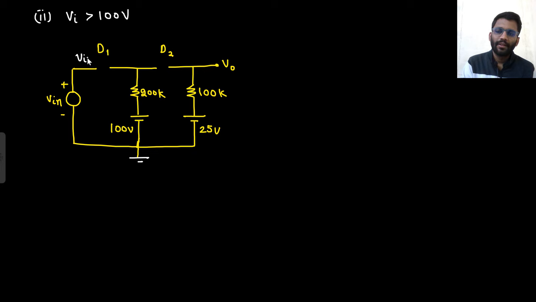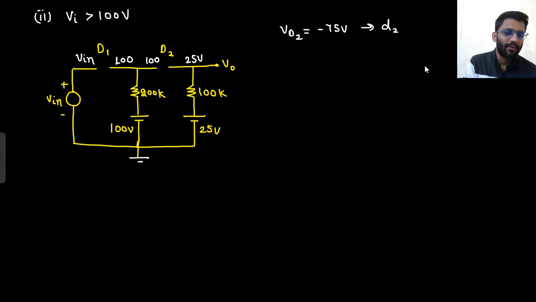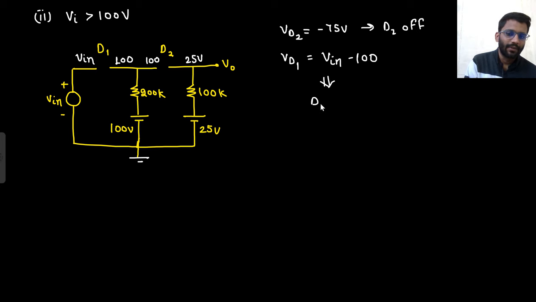So here you are having Vin. Here this is your 100. Again you are having 100 here. And here you are having 25. What is VD2? Still it is minus 75 volt. That means D2 is still off. D2 is off. What is VD1? VD1 is Vin minus 100 volt. And since Vin is greater than 100, that means D1 is on.